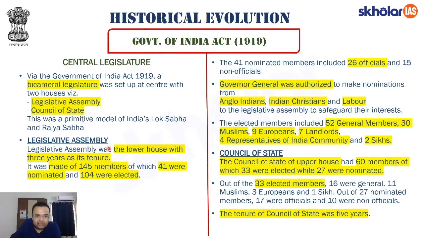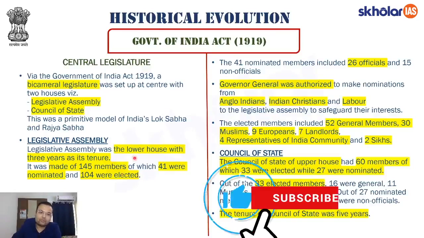Let's talk about Legislative Assembly, that is the lower house. Legislative Assembly was the lower house with 3 years as its tenure. This 3 years again is very important for us to remember, that the tenure of Legislative Assembly was 3 years, right? Number 1. It had 145 members, 41 were nominated while 104 were elected. Another important point that you need to keep in mind, that there were 145 members and 41 were nominated, 104 were elected.